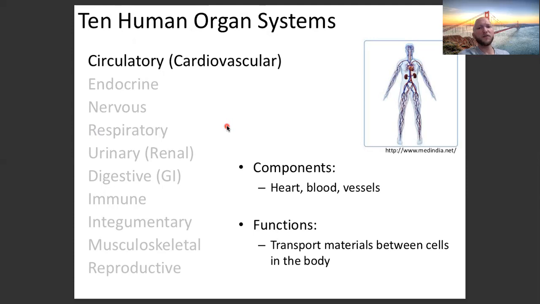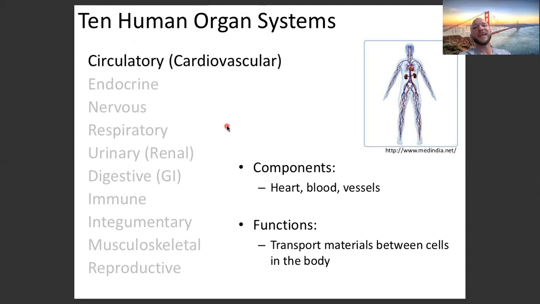Another thing I want to point out is the difference between a functional name and an anatomical name. Sometimes things get functional names which describe their function. So circulatory system, it circulates blood. It's a function. The function of circulating blood is where it gets its name.